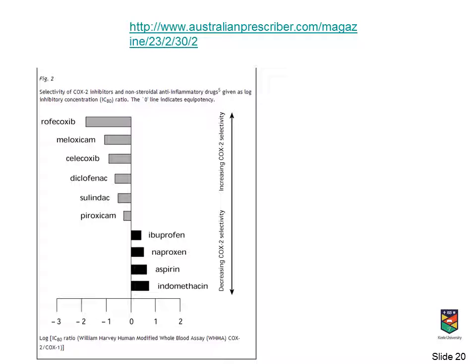And so what you can see looking at this then is that aspirin actually binds COX-1 better than COX-2, which is why you've got all those nasty GI effects.